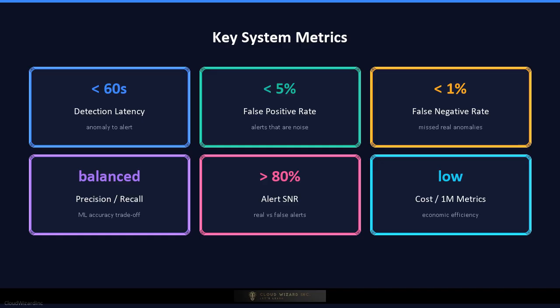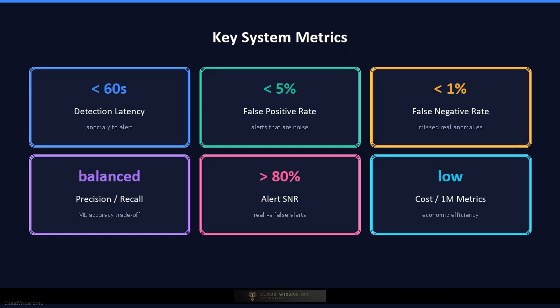Mean time to detect, the average time it takes to surface an issue. Precision and recall, the classic ML trade-off. Alert volume, total alerts per day, and alert signal-to-noise ratio, which is critical for operator trust. Model drift, how much model behavior changes over time as traffic patterns evolve.